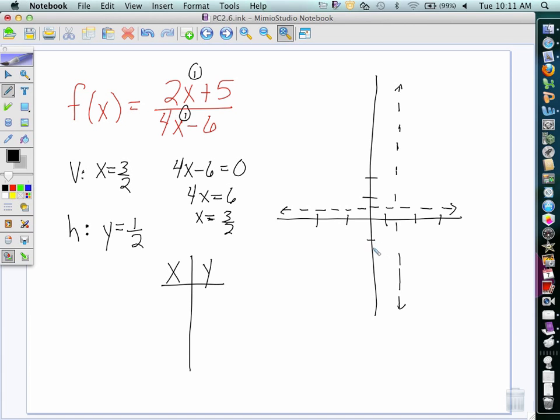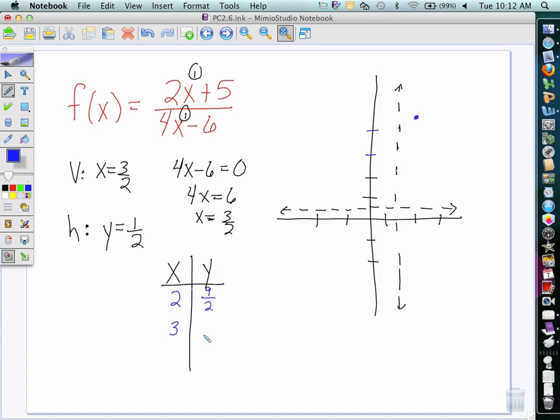And that should give us enough information to graph it. So let's go ahead and see what happens. Let's go to the right side of my vertical asymptote at x equals 3/2. Let's put in 2. If you put 2 in, you get 4 plus 5 over 8 minus 6, which is 2. So 9/2. So over 2 and up 9/2, which is 4.5.